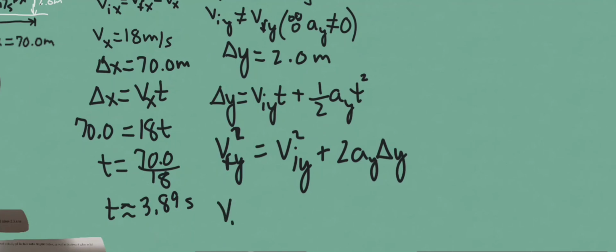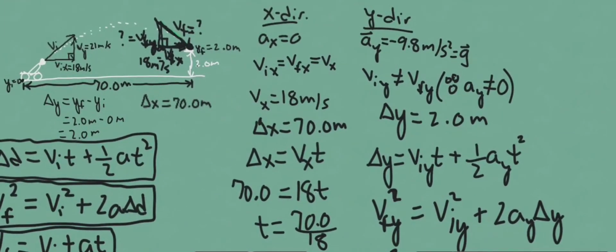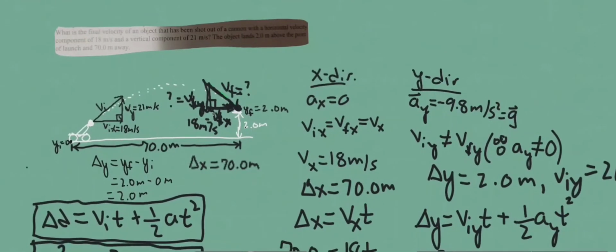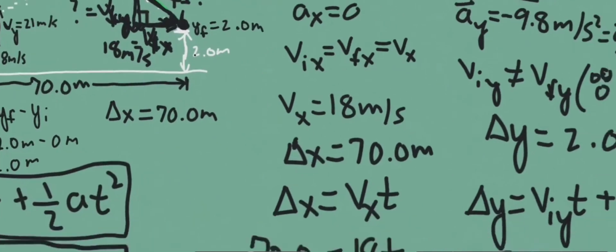So what we're trying to find is this final velocity in the y direction. And right now it's squared equals to the initial velocity in the y direction. Well, I believe that was 21 meters per second, right? I didn't write that down in the given information. 21 meters per second, right? Do you see that? Yep. Vertical component of 21 meters per second.